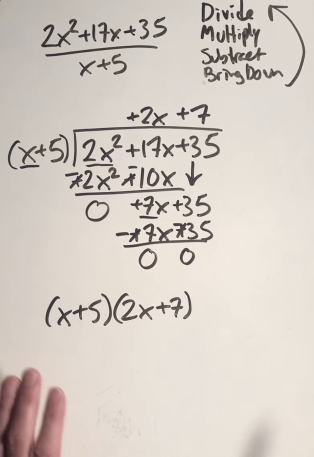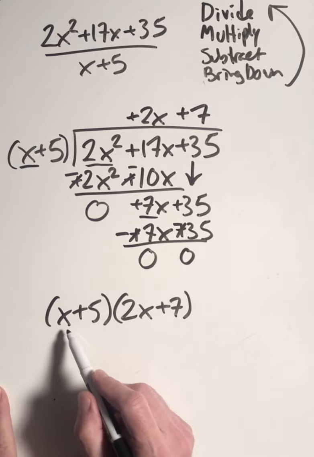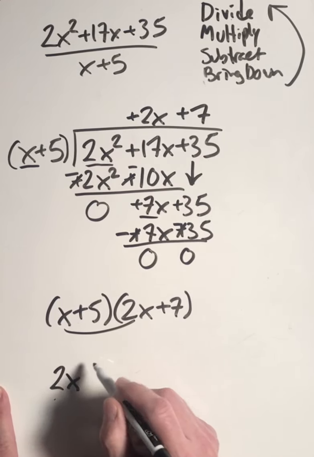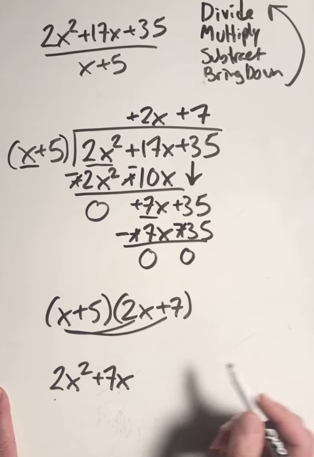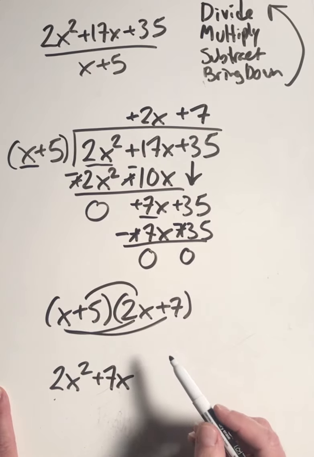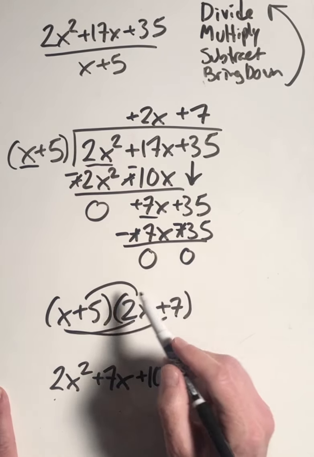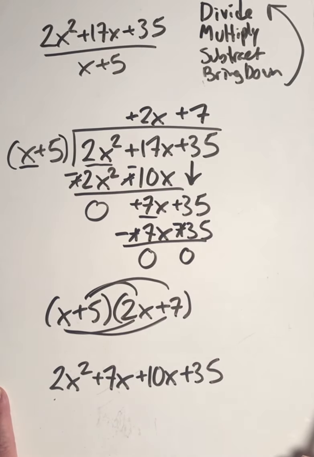The last part of any problem that you do in algebra should be to check it. There's always a check built in to make sure that you're correct. X times 2x is 2x squared. X times positive 7 is positive 7x. Positive 5 times 2x is positive 10x. And positive 5 times positive 7 is positive 35.